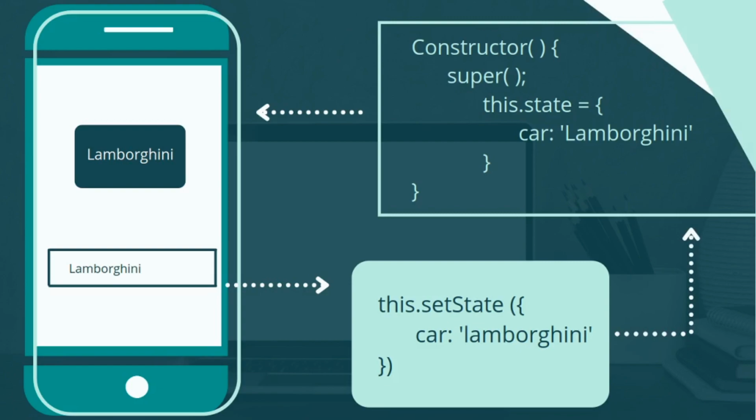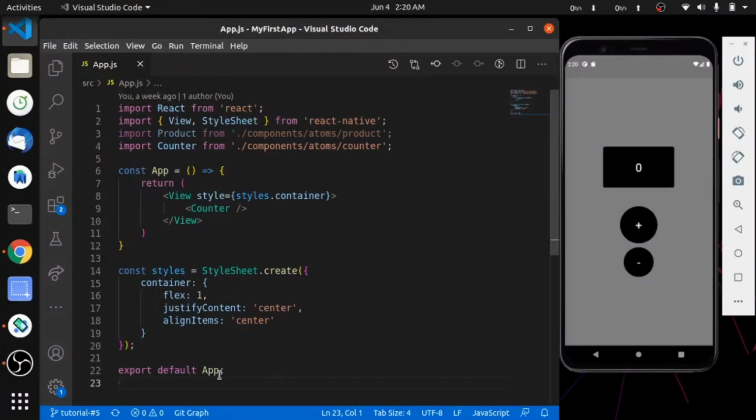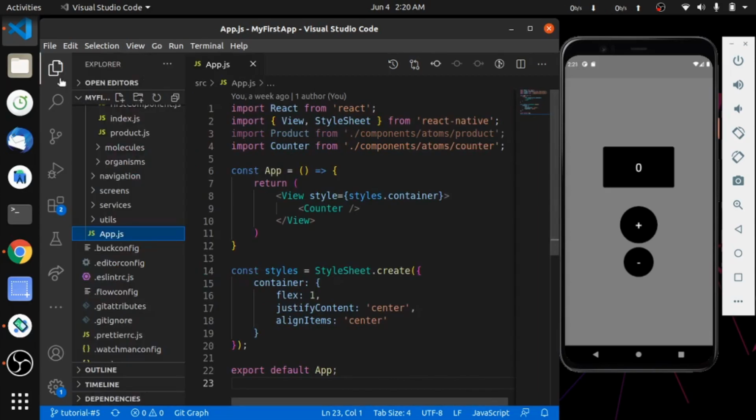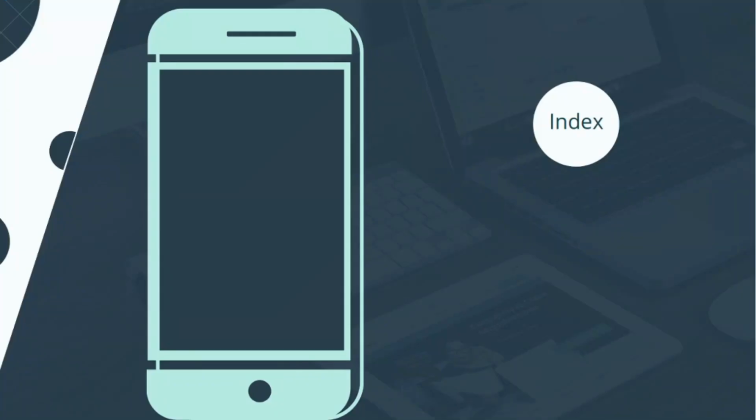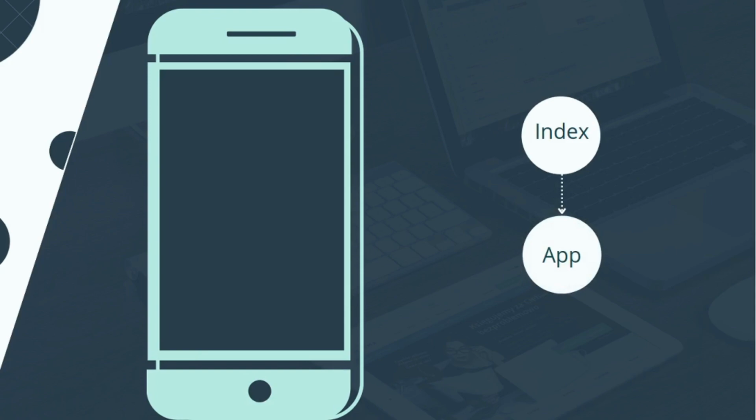So let's get started. This is the counter which we created in the last video with class component. Now I am going to create a component called car which will hold the car brand name in the state, and then we will change the car brand with the setState method. Our app will render components in a tree structure manner.